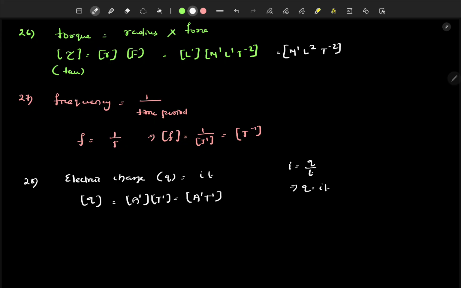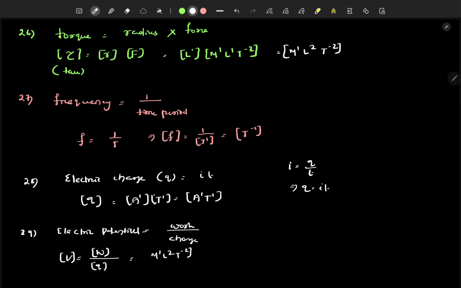Next, electric potential, quantity 29. Its formula is work by charge. So the dimension of potential V is equal to the dimension of work divided by the dimension of charge. The work dimension is M1 L2 T minus 2, divided by the charge dimension A1 T1. So we may write the answer M power 1, L power 2, T power minus 2 minus 1 is minus 3, A power minus 1. Yes, this is the dimension of electric potential.